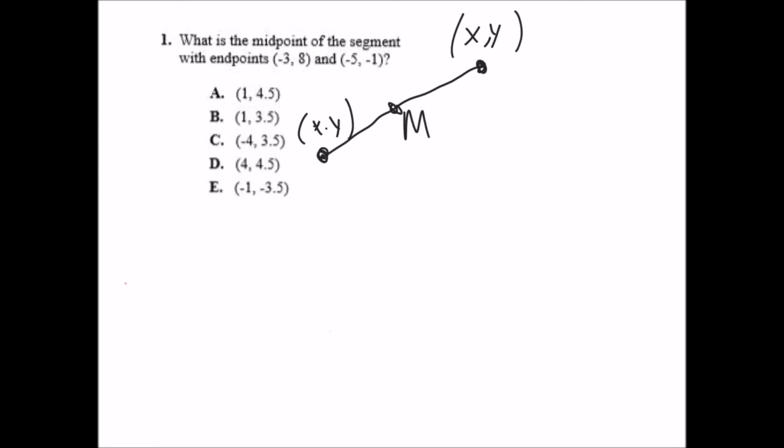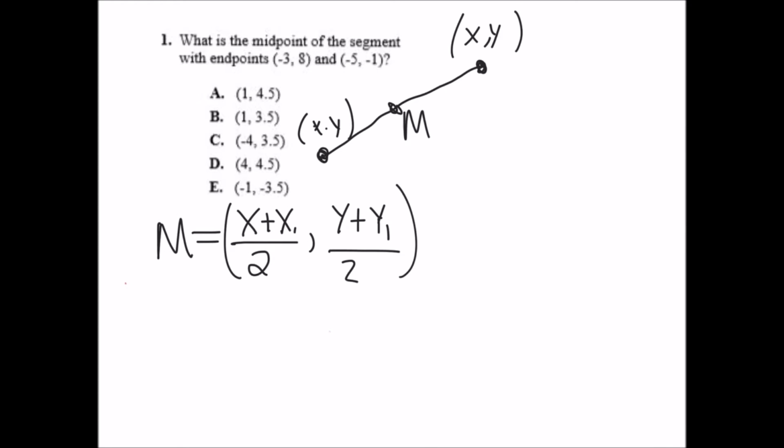And so the formula is x plus x1 divided by 2, comma, y plus y1 divided by 2. It doesn't really matter which x you do first and which x you do second, as long as you're consistent with both coordinates, or both the x and the y. So in this case, we're going to plug this in.